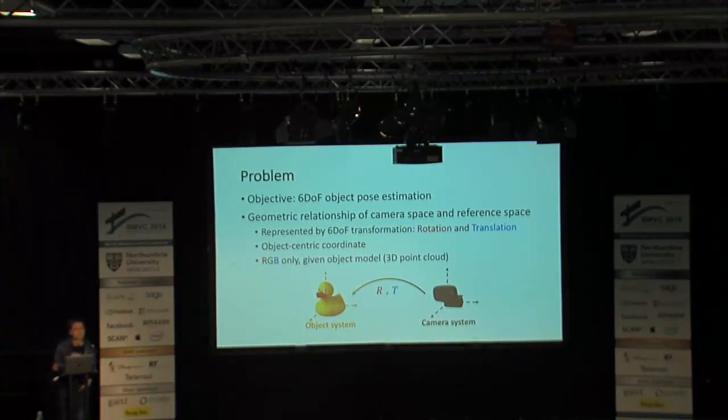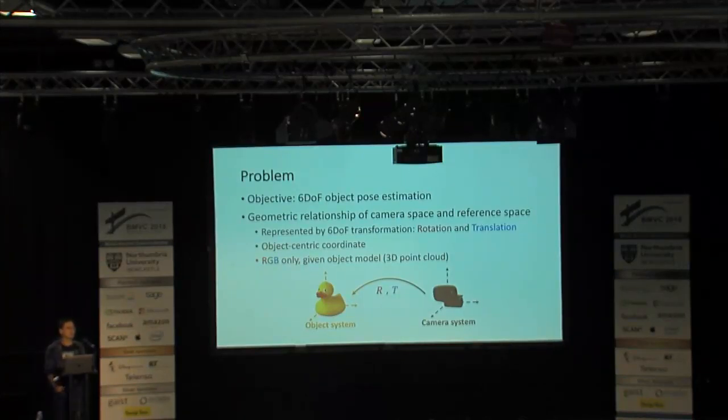The reference varies from case to case. It could be the world coordinates, which makes the problem camera relocalization. And if the reference system is one of the objects, you could consider it as the object pose estimation problem. In our case, we want to predict the pose of every object present in your image with just an RGB image, without depth information.